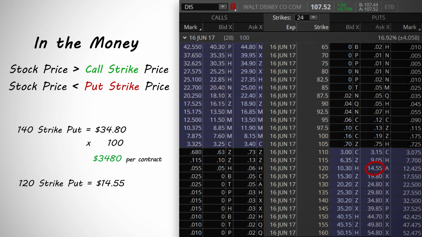If we decided to buy the 120 put instead, that would cost us a lot less money. Being able to sell Disney stock at $120 a share has a lot of value when the stock's trading at $107, but that certainly has less value than being able to sell the stock at $140. This makes sense, as we can tell from our option chain. The deeper the option is in the money, the more expensive that option is. This is because the better strike price execution we get on that option, the more value that option has.